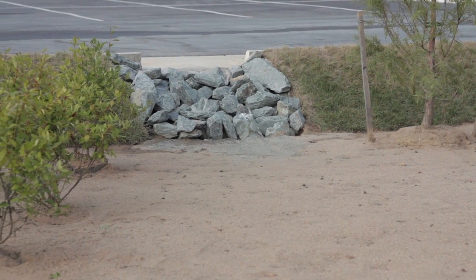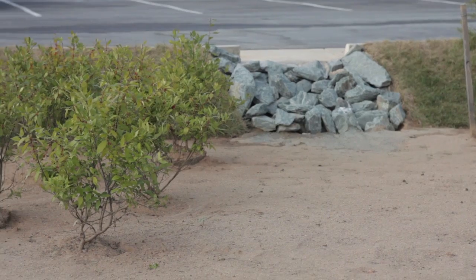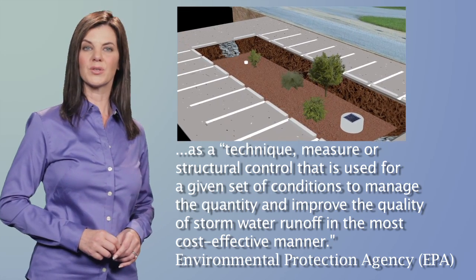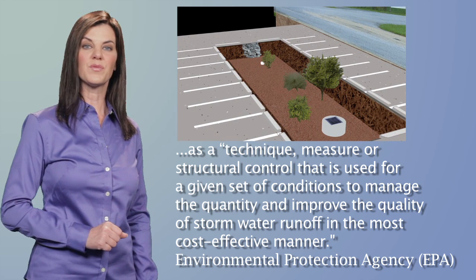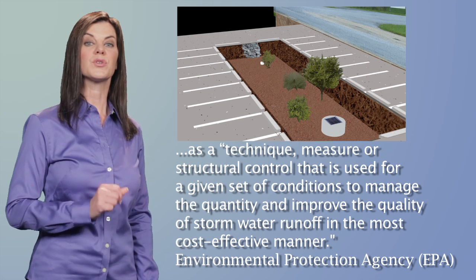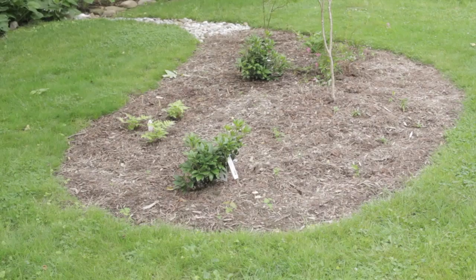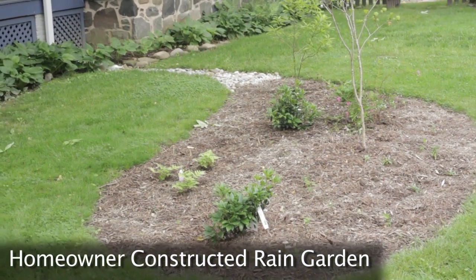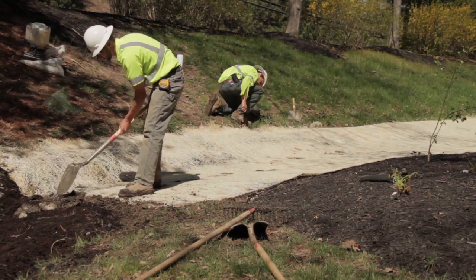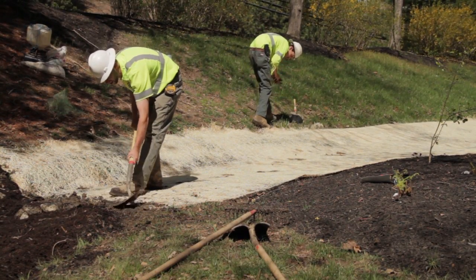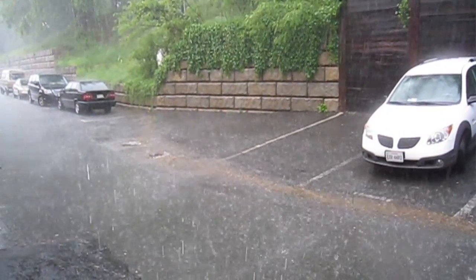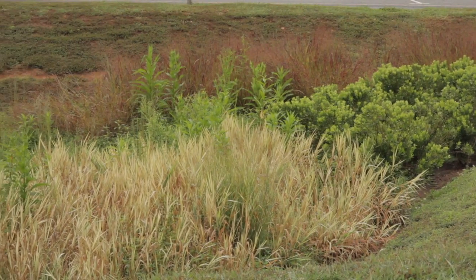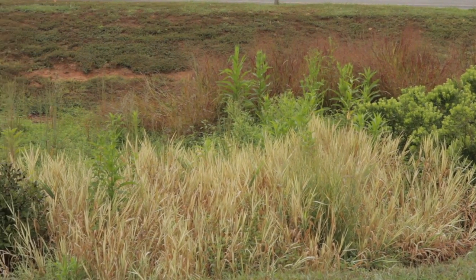And what is LID? The EPA defines stormwater BMP as a technique, measure, or structural control that is used for a given set of conditions to manage the quantity and improve the quality of stormwater runoff in the most cost-effective manner. Low-impact development is an approach to land development that works with nature to manage stormwater as close to its source as possible. LID employs principles such as preserving and recreating natural landscape features, minimizing hard surfaces that increase stormwater runoff to create functional and appealing site drainage that treats stormwater as a resource rather than a waste product.